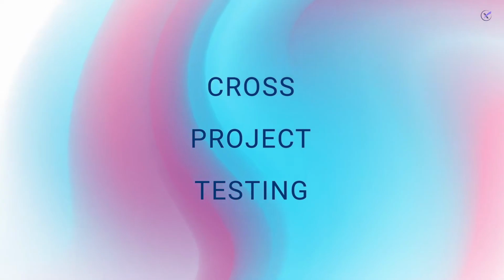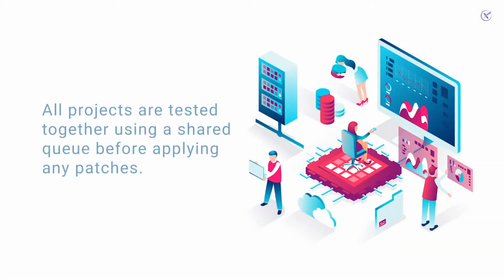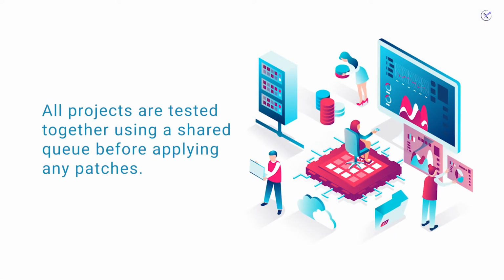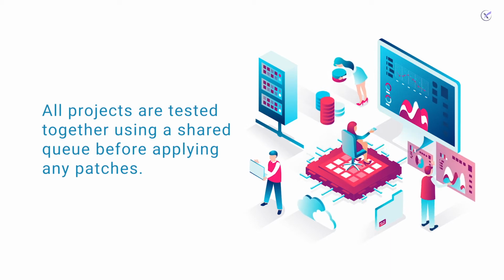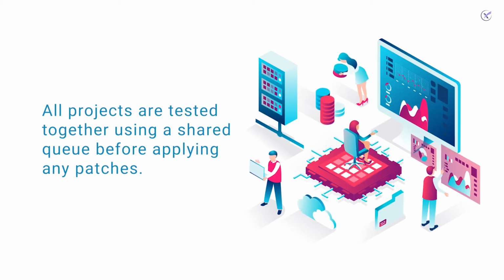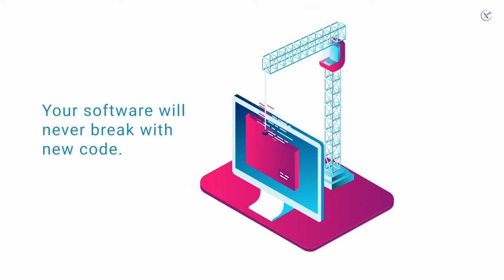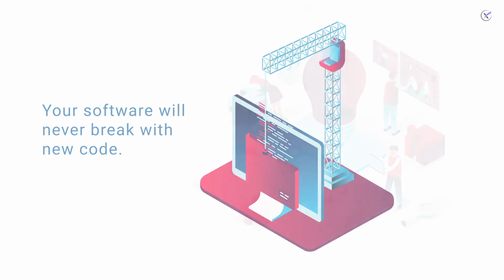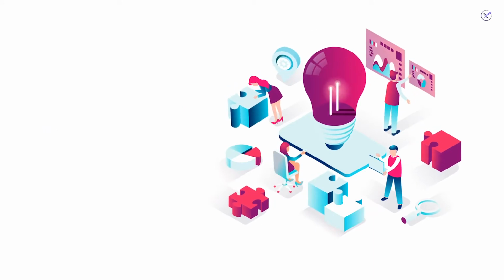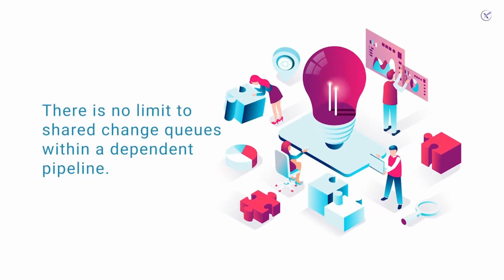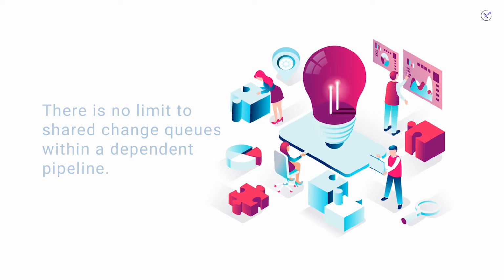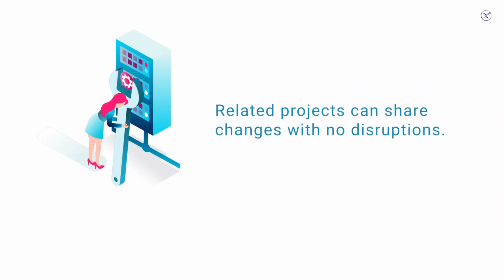How so? Cross-project testing. Zuul ensures that all projects are tested together using a shared queue before applying any patches, regardless of whether your code depends on another system. This way, your software will never break with new code. Multi-project testing has never been easier as there is no limit to shared change queues within a dependent pipeline. As a result, groups of related projects can share a change without disrupting other projects.